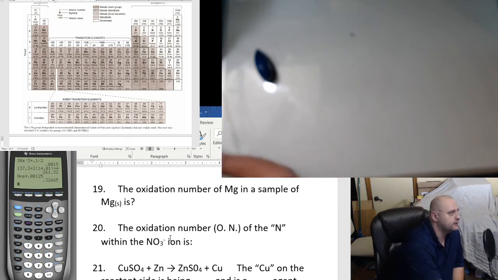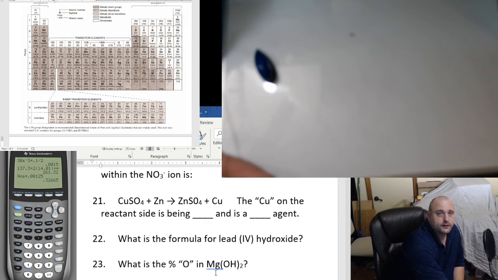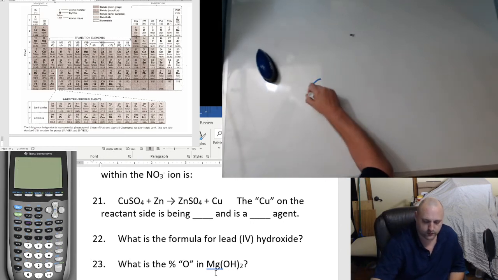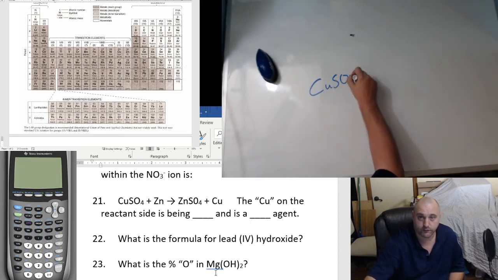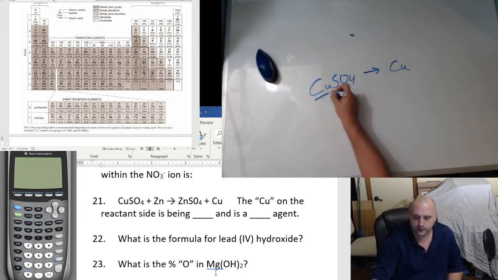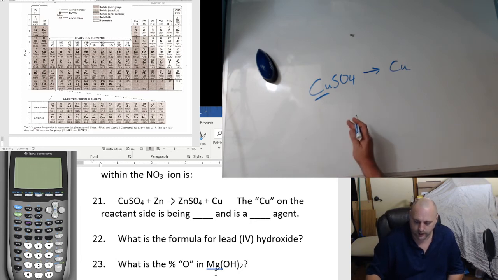We've got 21. It says the copper in this reaction: copper(II) sulfate plus zinc goes to zinc(II) sulfate plus copper. The Cu in the reactant is being, all right, I'm going to just focus on that part. CuSO4, and it went to Cu. And they're asking about this Cu. All right, so we can do our math here.